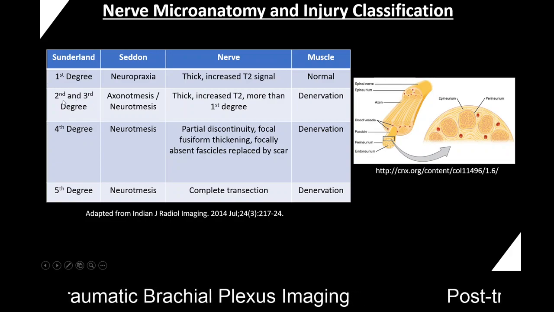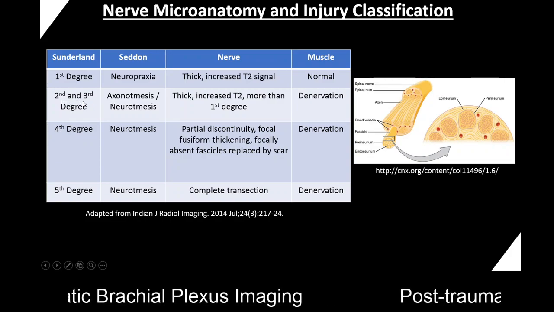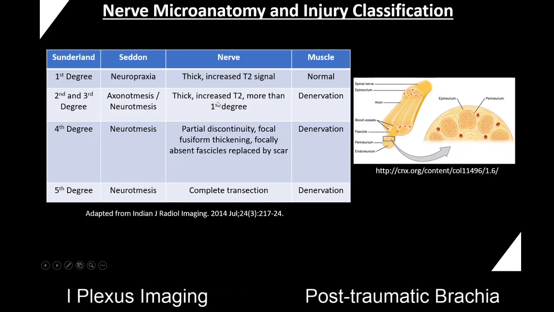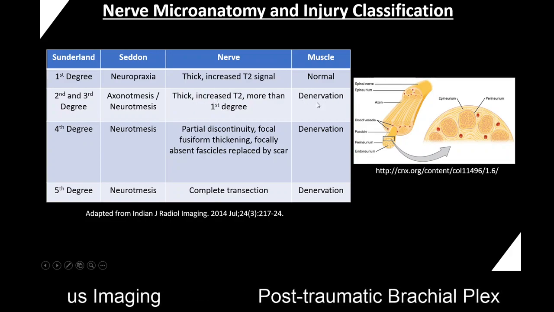It's somewhat difficult on MRI to differentiate second and third degree injuries, but you will see thickening and increased T2 signal, generally more than first degree injuries, and you see the denervation changes.